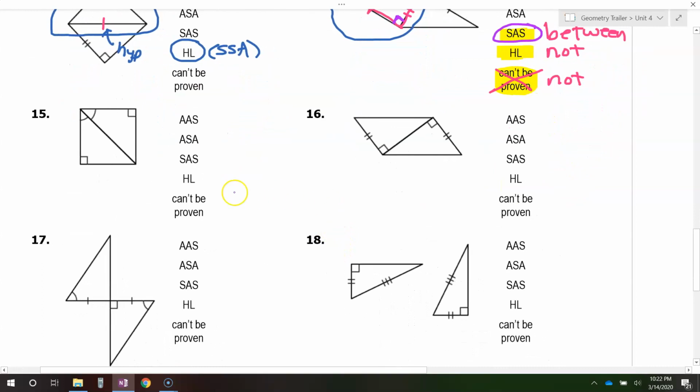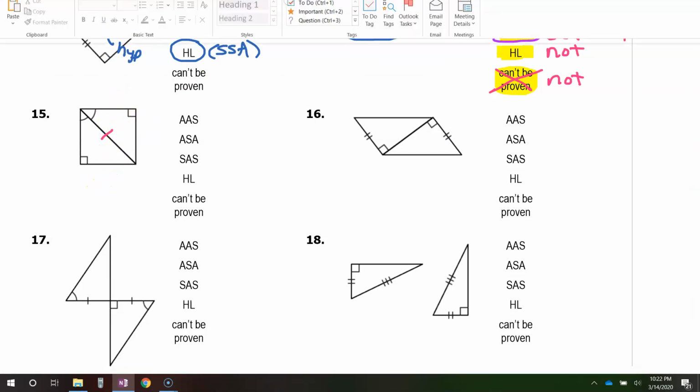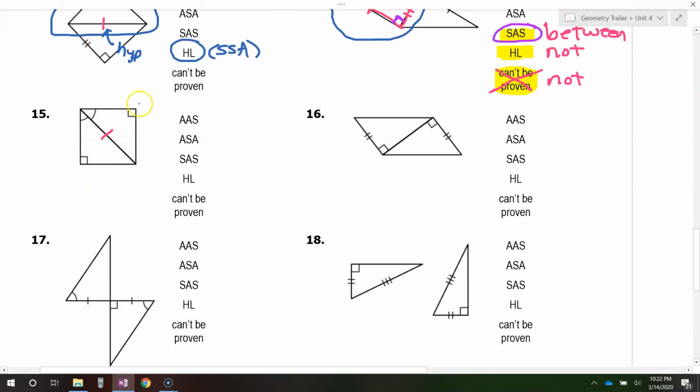Okay, look at number 15. Mark the shared side. Boom, shared side right there. Now focus on only one triangle at a time. Let's focus on this triangle.